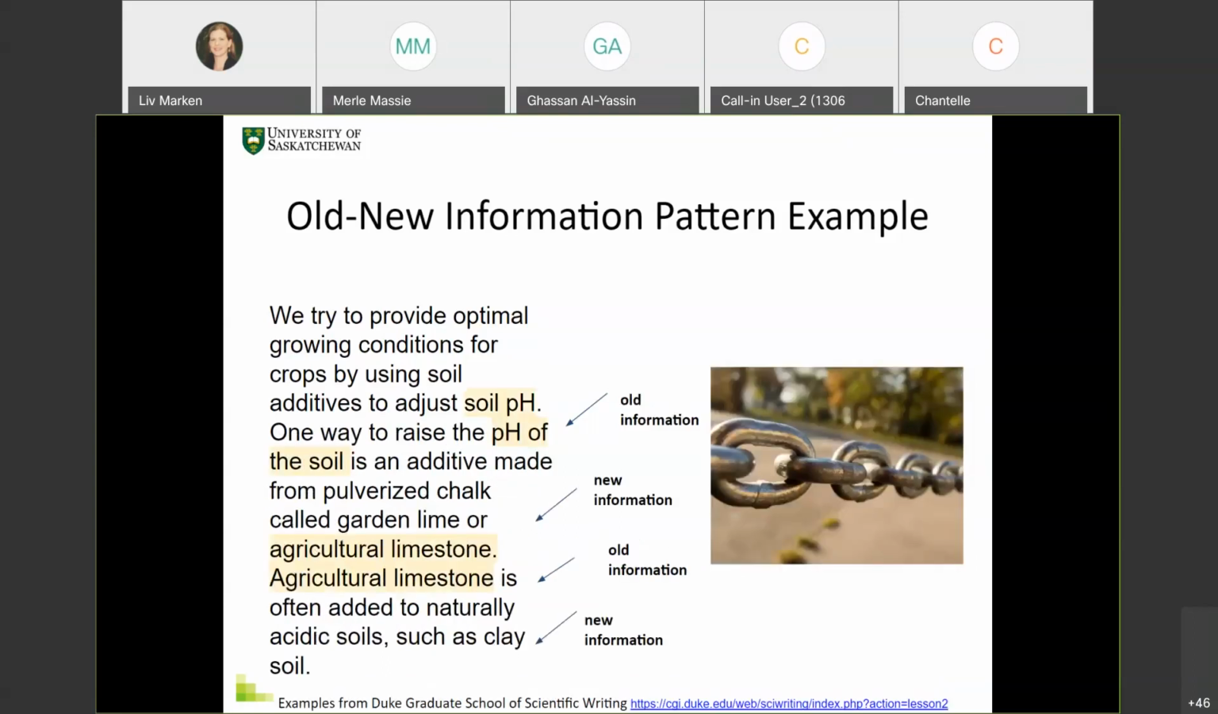So here's a better example. You have the old information, the new information in the first sentence, followed by old information near the beginning of the second sentence, where we talk about soil pH, and then the words agricultural limestone are repeated at the end and the beginning of the final 2 sentences. You may feel like you're repeating yourself or being overly repetitive. It's better to do that to create coherence than it is to constantly be changing terminology and changing what appears to be the subject to somebody from outside the project.